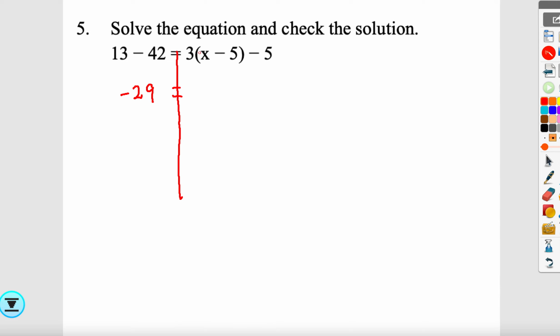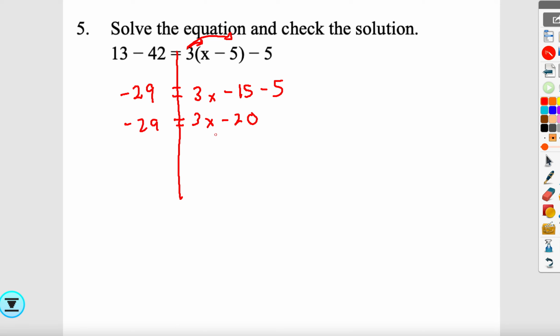Bring down the equal sign. We're going to go ahead and distribute this 3 to the parentheses. 3 times x is 3x. 3 times minus 5 is minus 15. Bring down the minus 5. We can combine the like terms on the right side, getting negative 20.